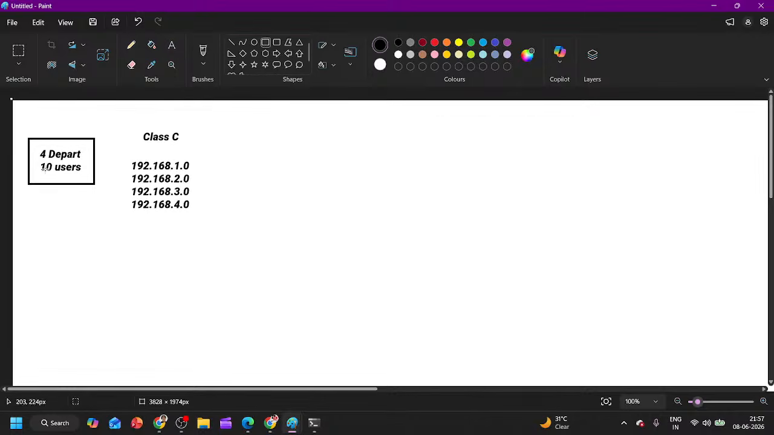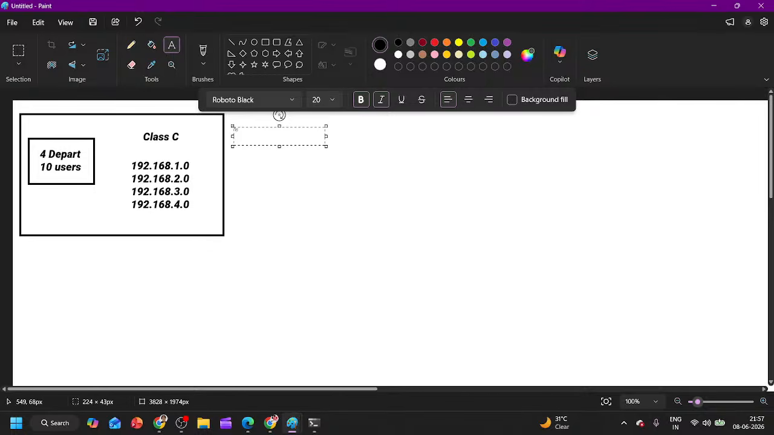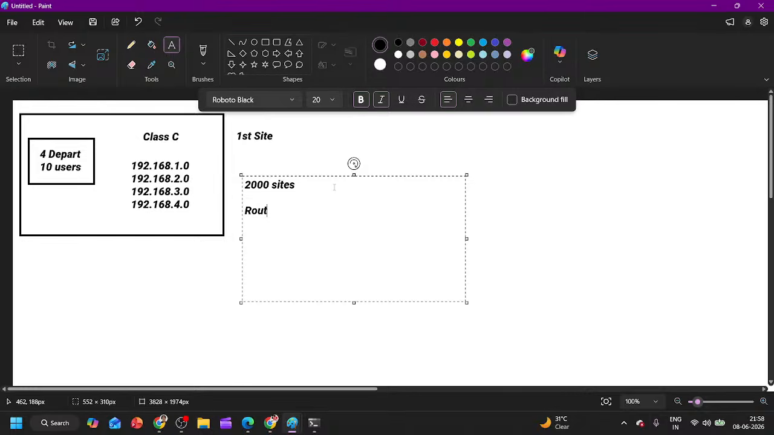Let's suppose I have a company like this. This is one site, you can say branch 1, my first site. And like this I have 2000 branches, 2000 sites. So in each site you will have 4 Class C network subnets. Can anyone tell me the size of the routing table? How many routes will be there in this routing table?